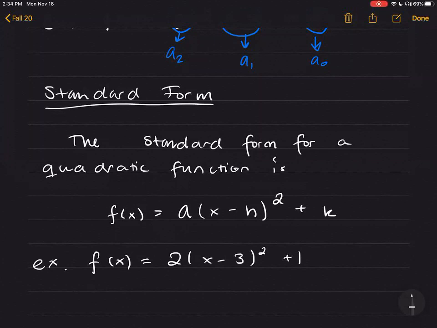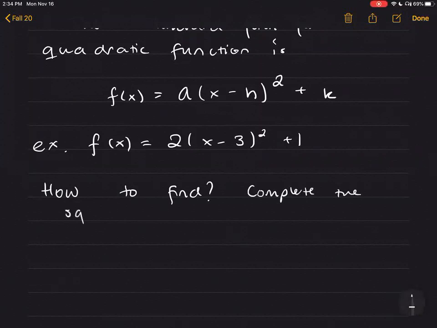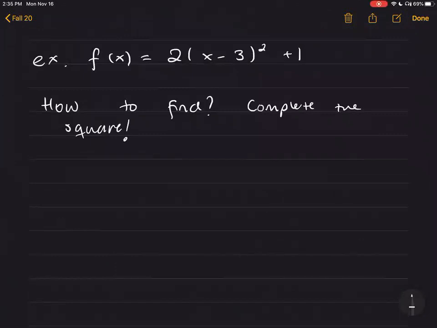And we'll see why the standard form is useful in a minute. But first, how do we find it? So how to find? And the answer is completing the square. So some of you are probably familiar with completing the square. It's a common factoring technique. I'm going to go over it briefly here because it's a little bit different in this context, but the idea is the same. So completing the square.